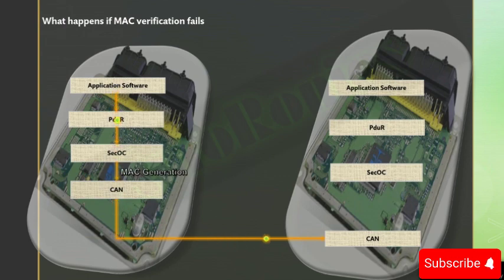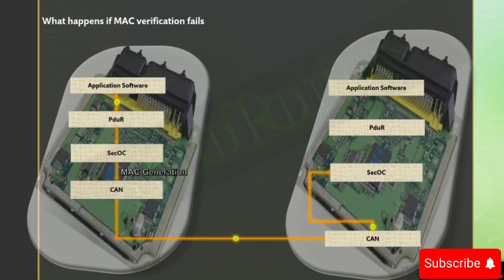So what is the meaning of MAC generation? MAC generation is the process of calculating the MAC for the data and the freshness value with the secret key. So this generated MAC will be sent from the sender ECU to the receiver ECU using the CAN protocol. Once it has been received by the CAN, it's forwarded to the SecOC.